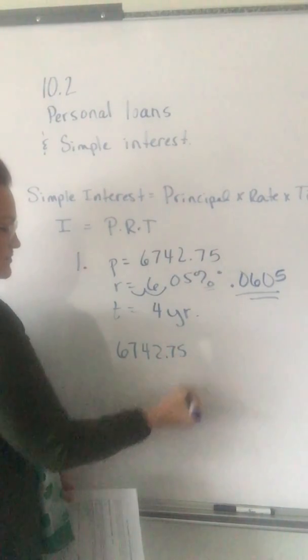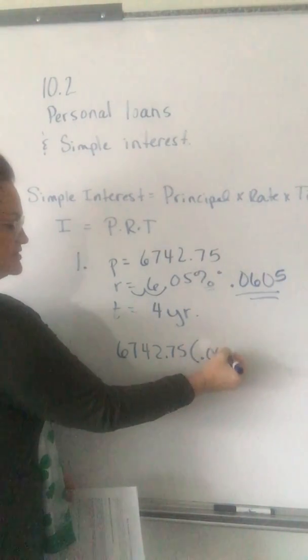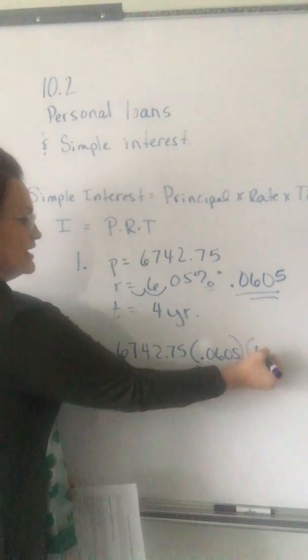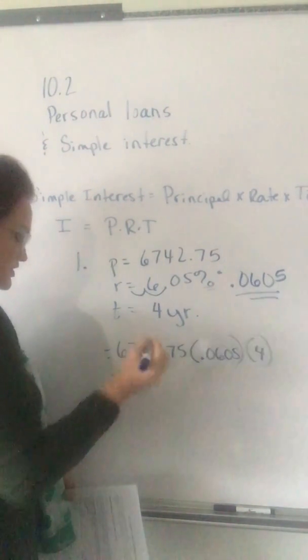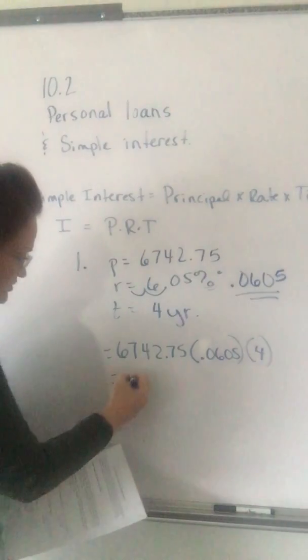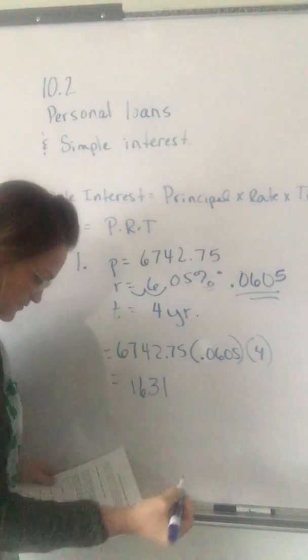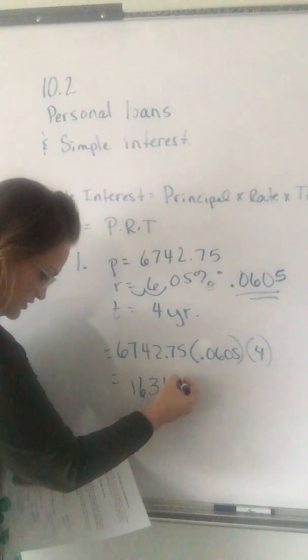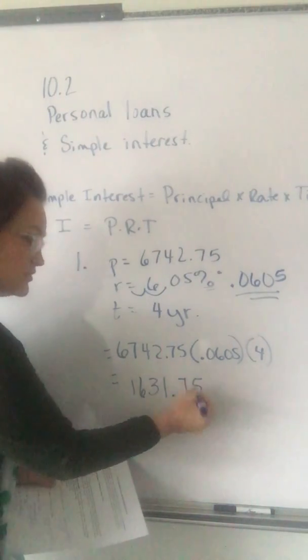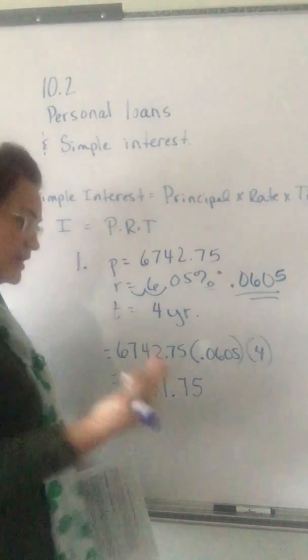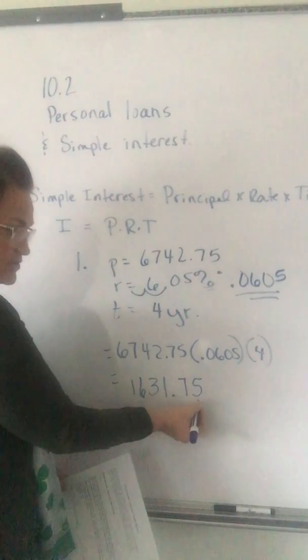So we have 76742.75 for the principal. The rate will be 0.0605 times that, and then times 4 years. So just punch away on your calculator, and you should get an answer of $1,631, and it rounds to the nearest penny. When we're talking about money, round to the hundredths place, or the nearest penny.